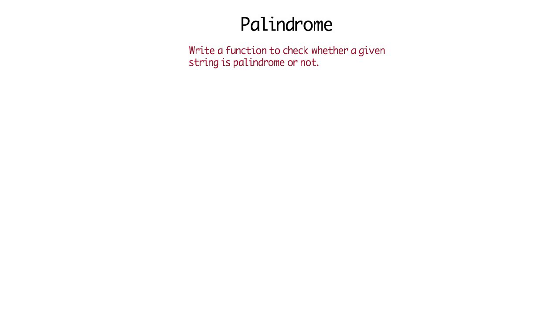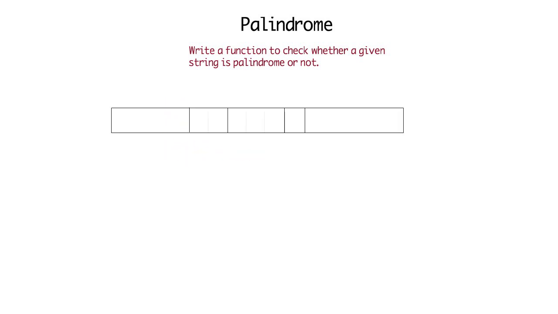Hey friends, in this video I am going to write a function in Python that will allow us to check whether a given string is palindrome or not. Palindromes are words or phrases that read the same backward and forward. For example, mom, wow, race car, step on no pets are palindromes.